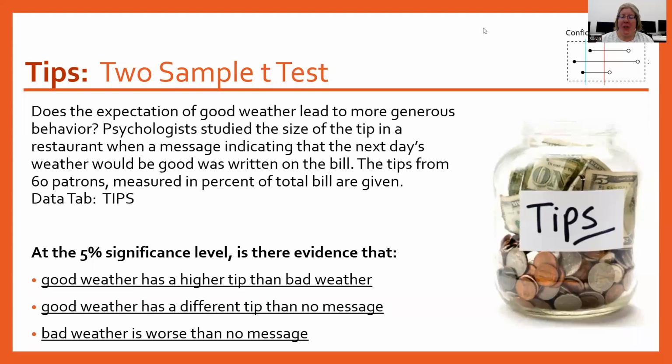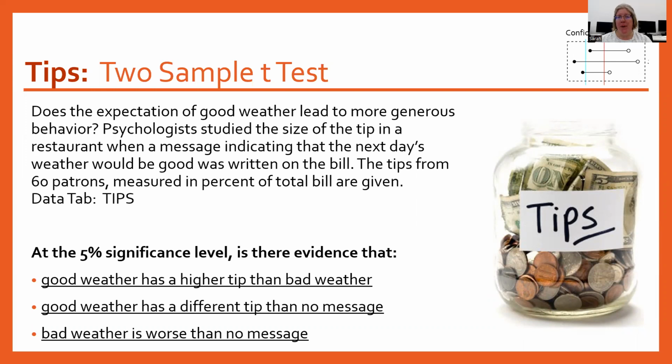Let's take a look at the two-sample t-test for each of the three scenarios in the receipt message and tip amount experiment. So I've gone ahead and set the alternative hypotheses for each of these three scenarios. I have good weather has a higher tip than bad weather. Good weather has a different tip than no message, and bad weather is worse than no message.